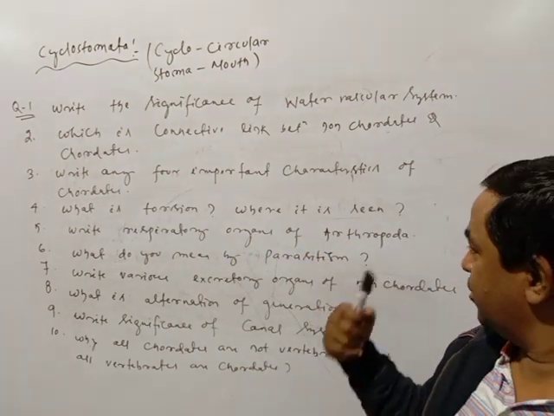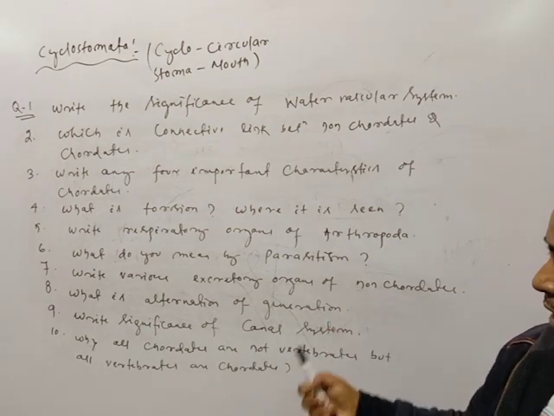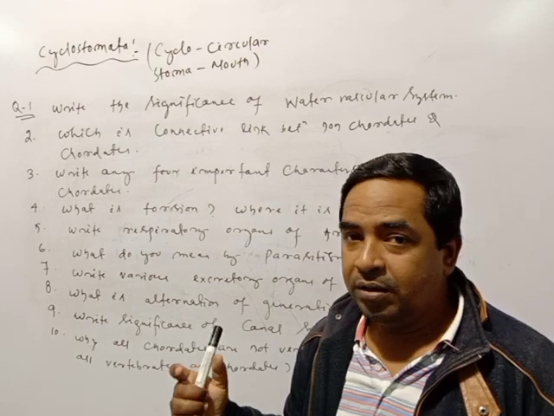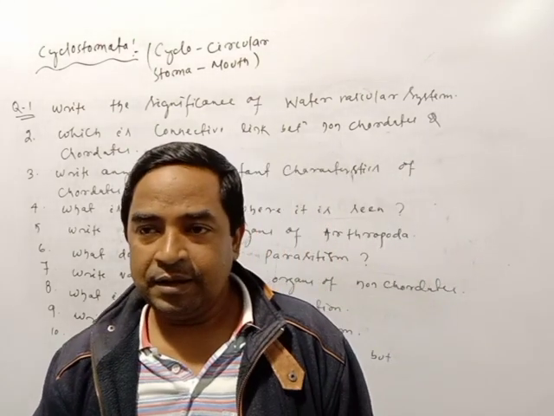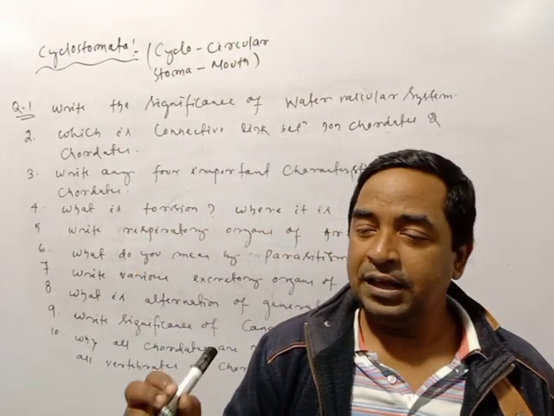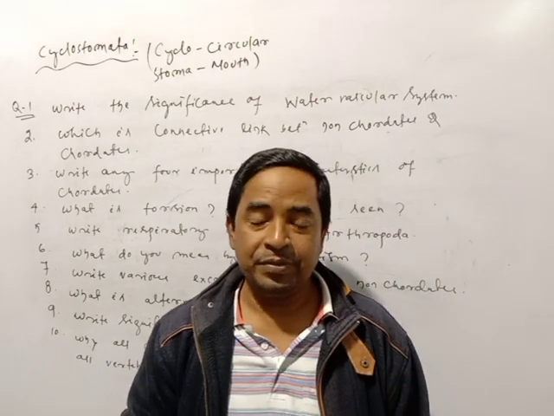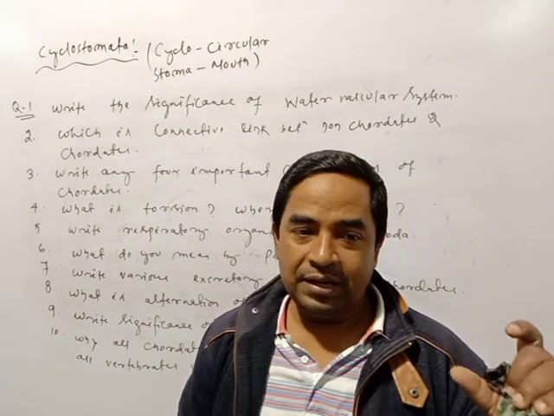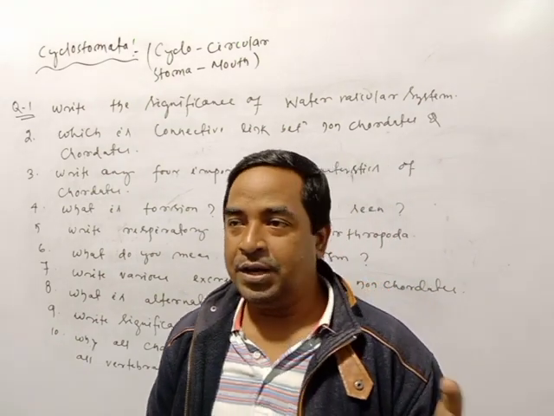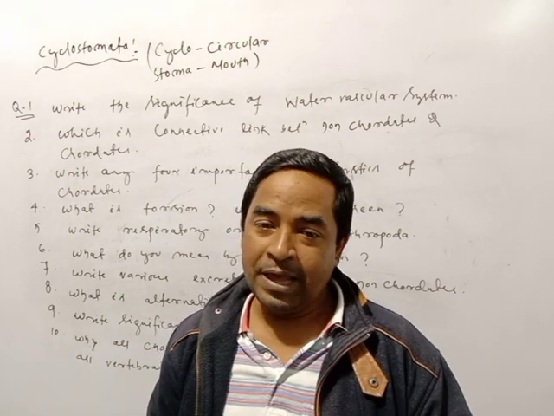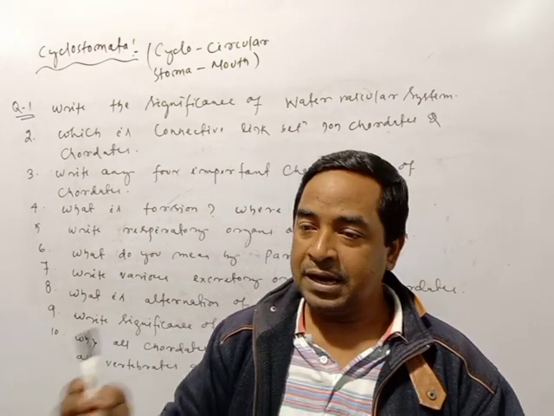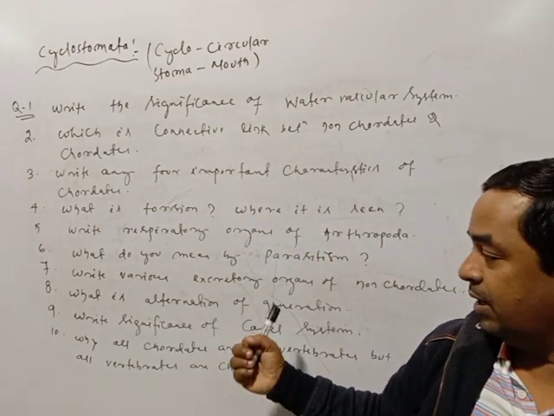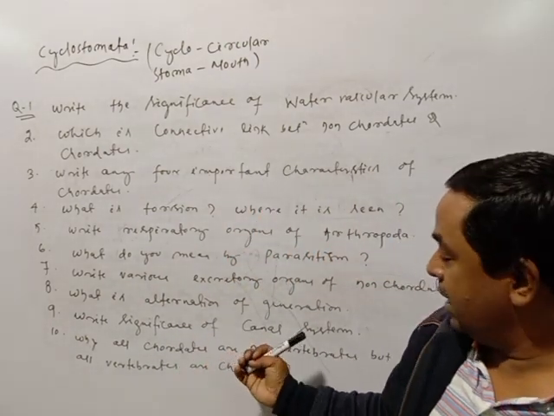Next, what is alternation of generation? Alternation of generation is a process normally seen in which phylum first. Second, what is alternation of generation? It means during their life cycle, how asexual form and sexual form alternate to develop a new organism. Here you have to write, and write the significance of canal system.